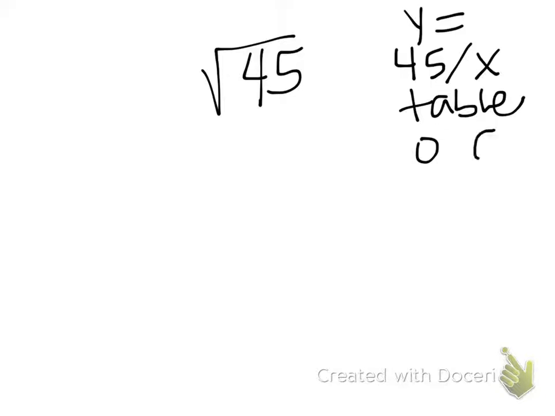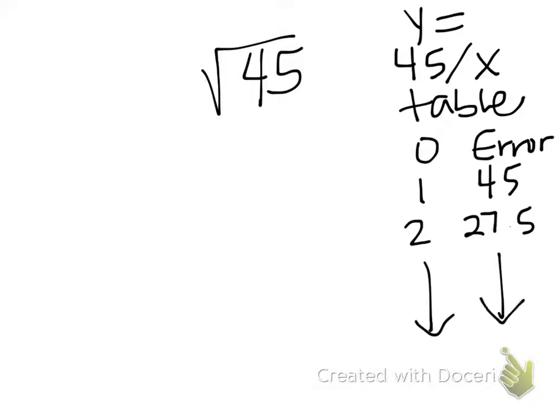So it's going to say 0, and then it's going to say error, because 0 times nothing is 45. It's going to say 1 and 45. It's going to say 2 and 27.5. And we want to look down this table in both columns, because you don't want to just scroll forever in the x's if you can see it in the y's. So look down the y column or the x column and figure out what the biggest perfect square is. And you're going to see that it's 5 times 9.